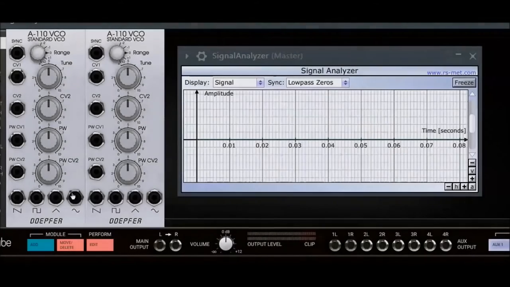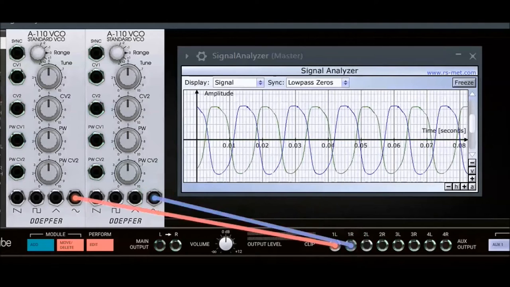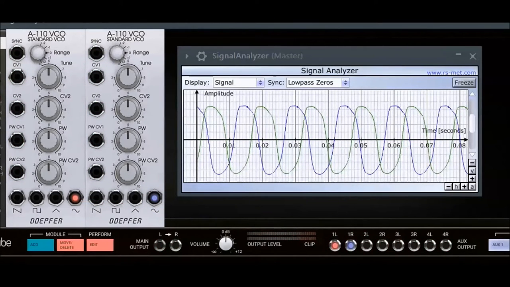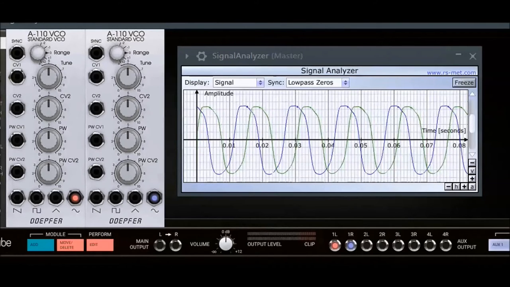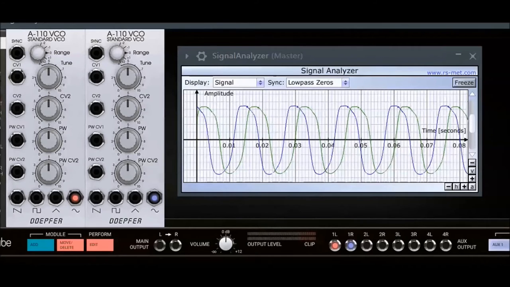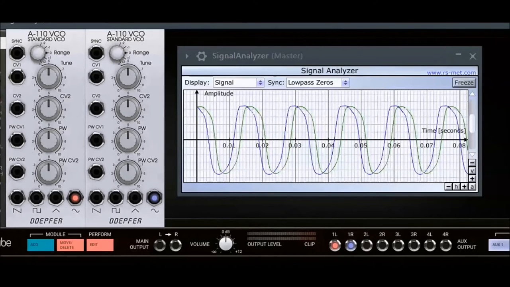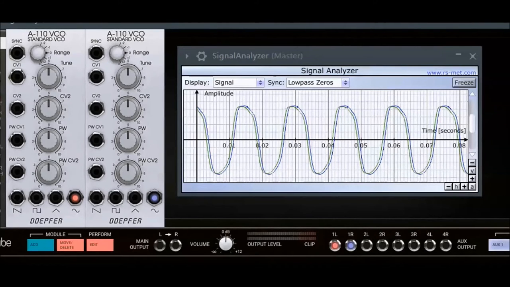But now, look at two oscillators delivering the same audio signal. All adjustments are identical. I feed one oscillator to the right main output and the other to the left. The green curve of the signal analyzer shows the right channel, the blue one shows the left stereo channel. We see that the oscillators are out of phase, and their phases drift against each other.